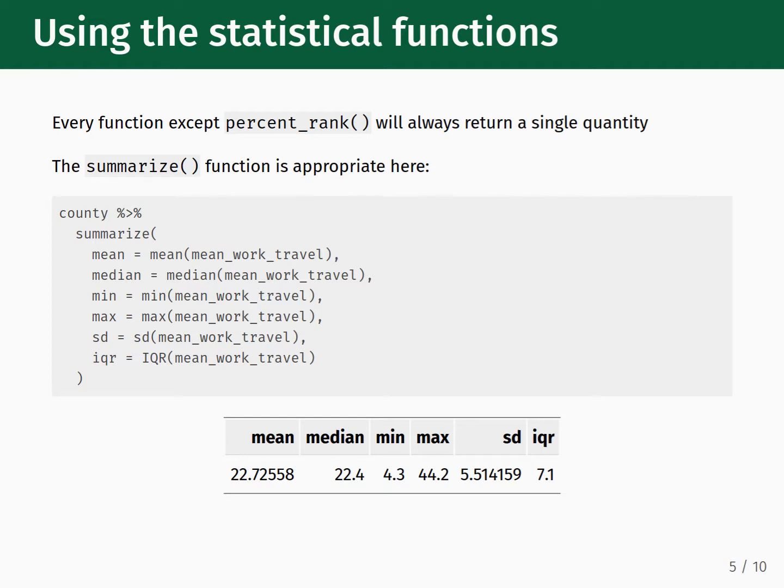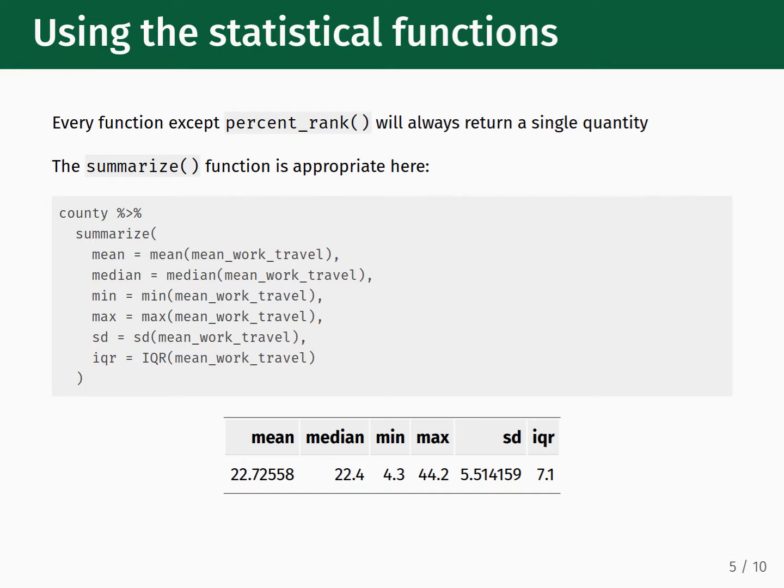The variable containing the average travel times for each county in the United States is named mean_work_travel. So we take the mean of this variable to compute the overall average. For median, we take the median of the same variable. We do the same for the minimum, the maximum, the standard deviation, and the interquartile range.